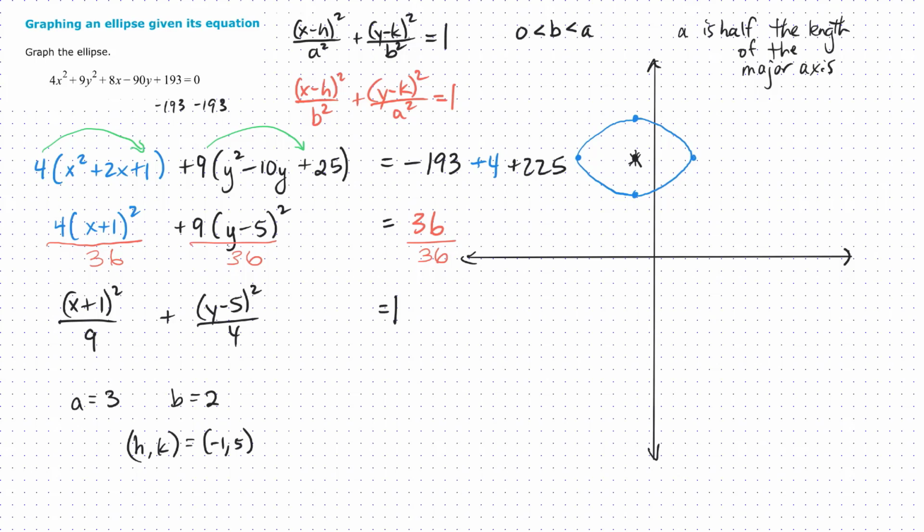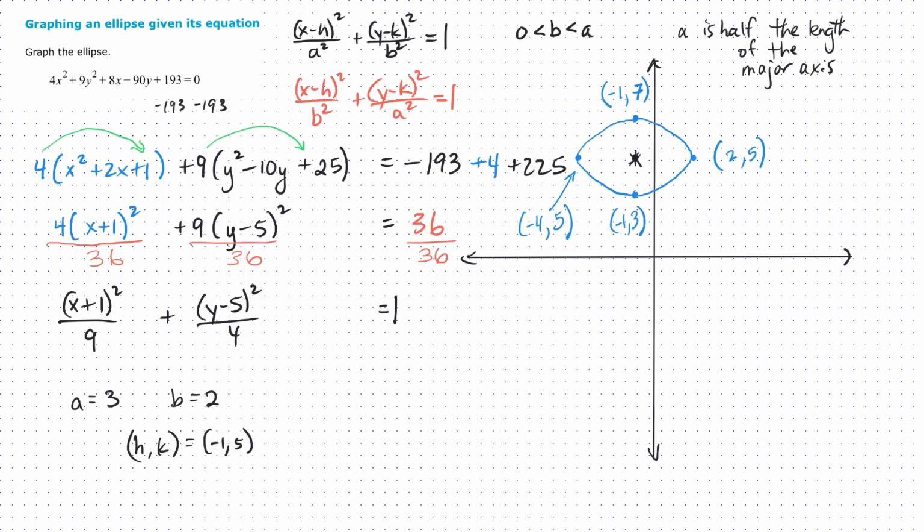The other thing you want to do is label the ordered pairs that you just found. So these 4 ordered pairs are actually on the ellipse. So let's label that. 2, 5. What's this one? This one is negative 1, 7. This one here, that one is what? Negative 4, 5. And then this last ordered pair here, this is negative 1, 3.